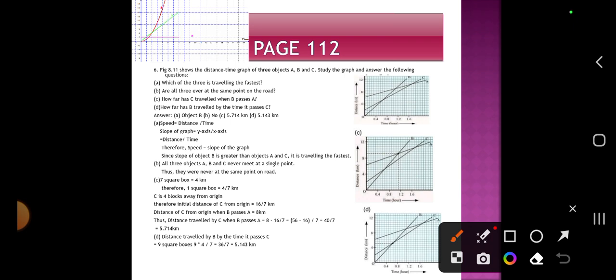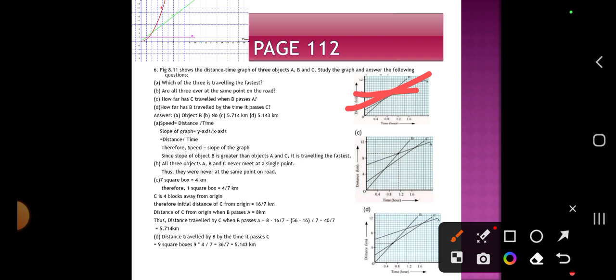So here if you can see, this is the B, this is the C, and this is the A. If you see, the slope for the B is comparatively bigger. Slope of the B is comparatively bigger than the C and A.